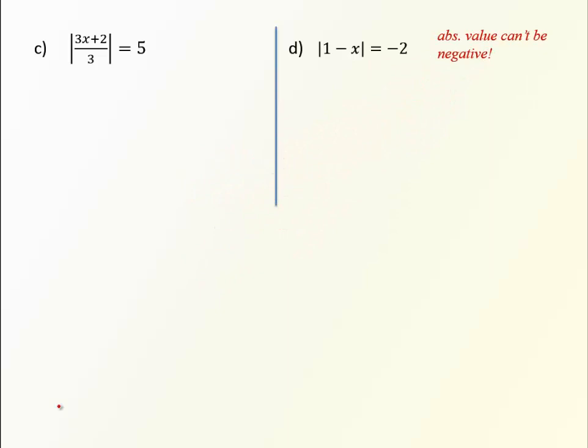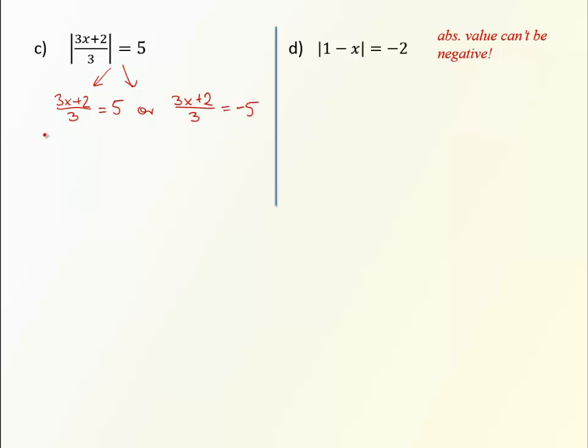Here we have a couple more examples. How do we solve example C? Again, by rewriting the absolute value equation in 2 cases. Either the expression under the absolute value, 3x plus 2 over 3, is equal to 5, or this expression could be negative, so it's negative 5.